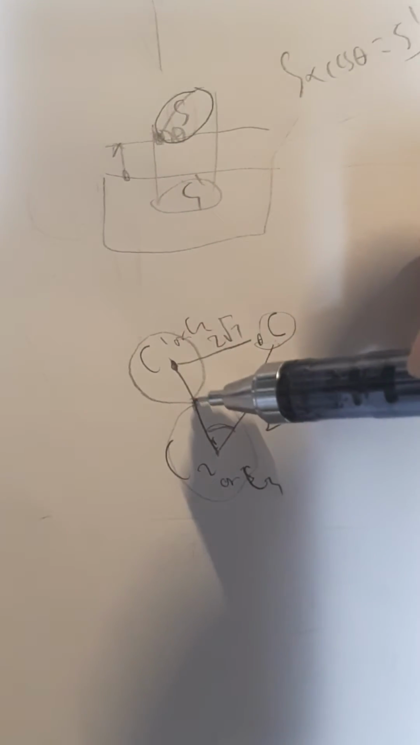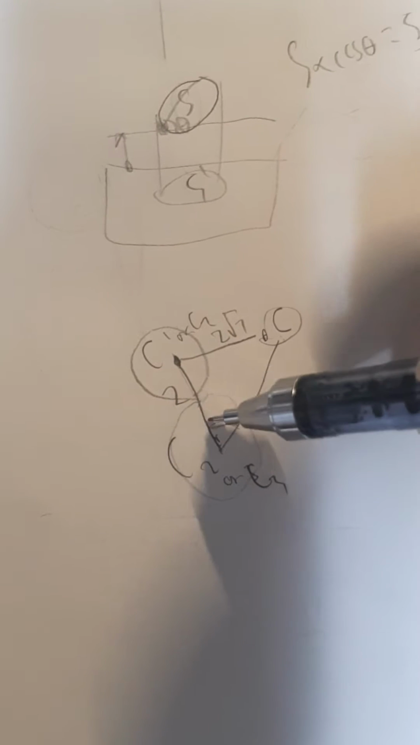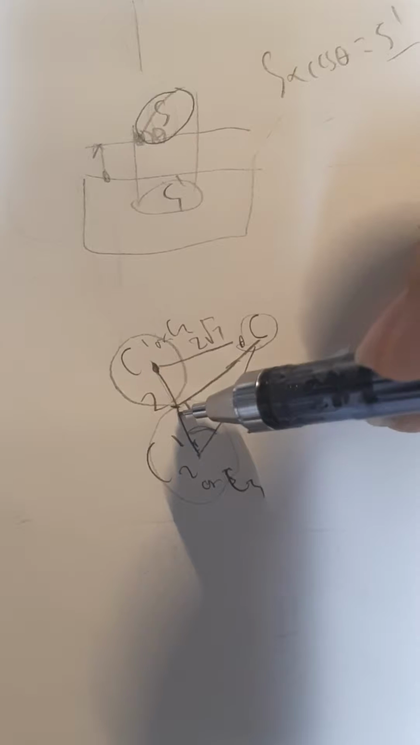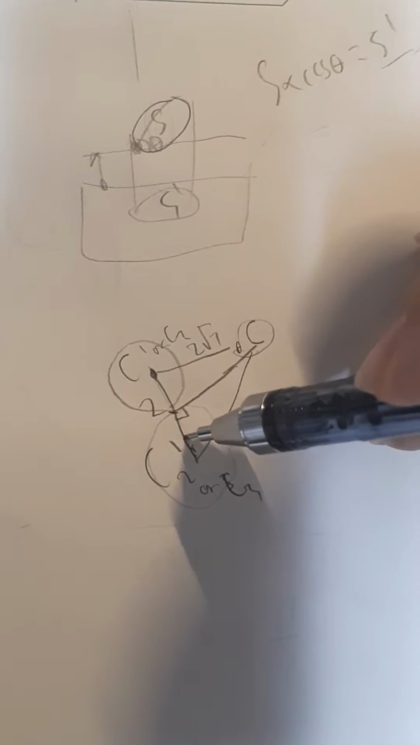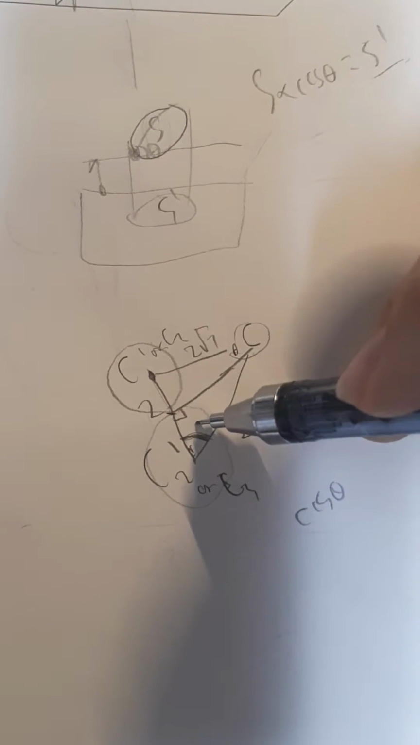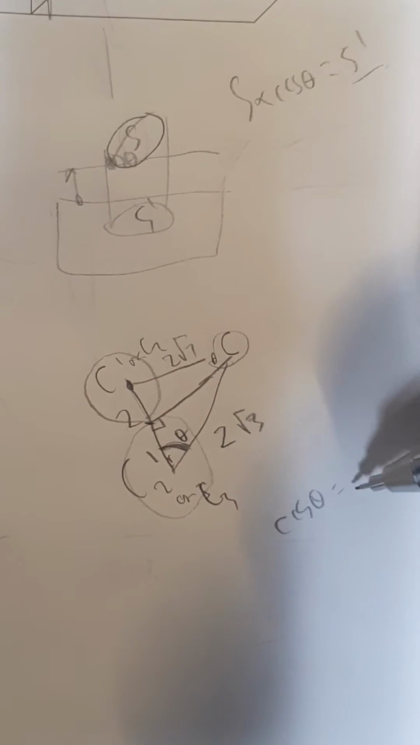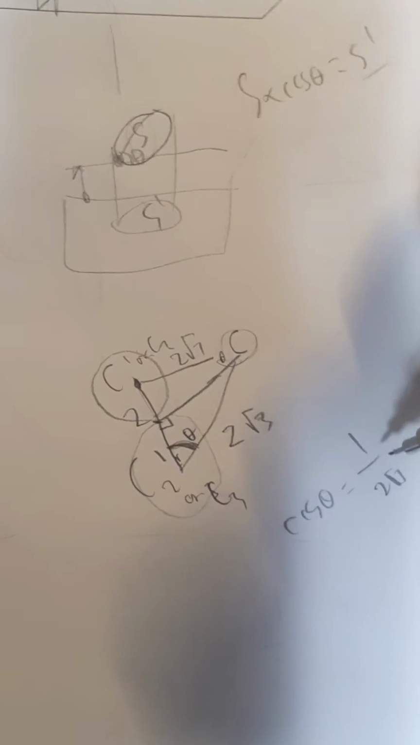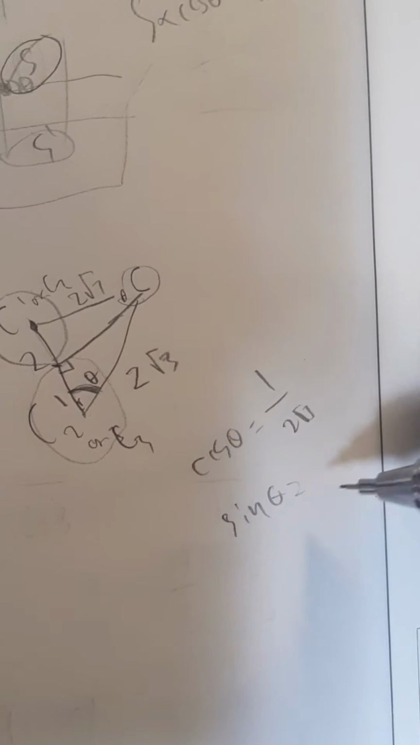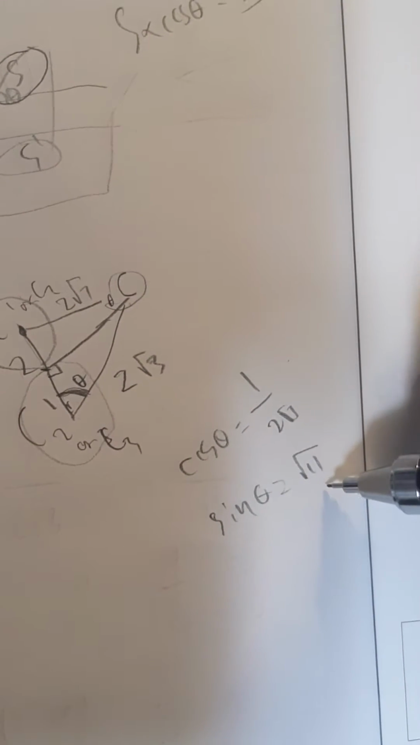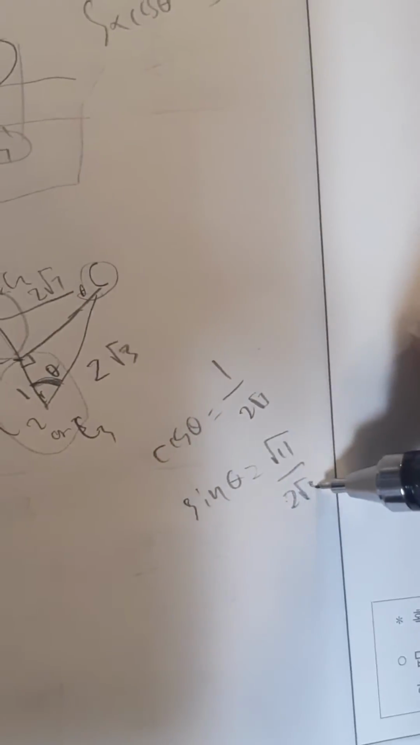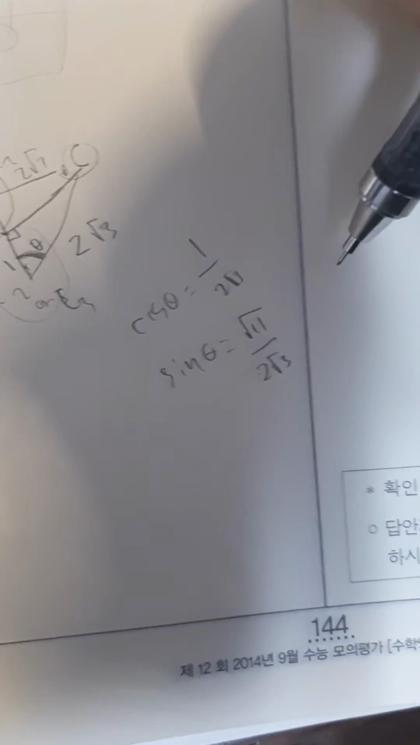Right? So this would be 2. This half would be 1. We draw a right angle here, and you get the angle of this. Cosine theta, this bit, if this is theta, cosine theta would be 1 over 2 root 3, and sine theta would be root 11 over 2 root 3, yes. Right, we get this, right?